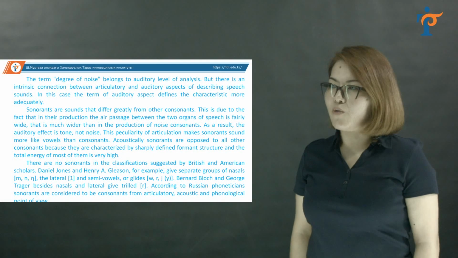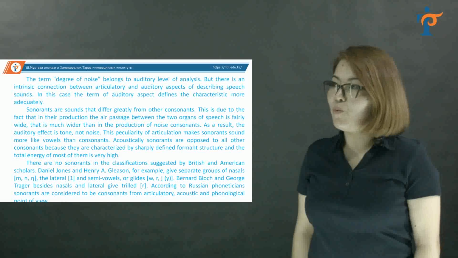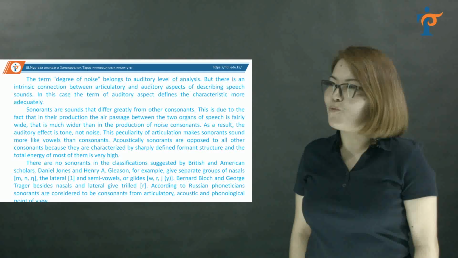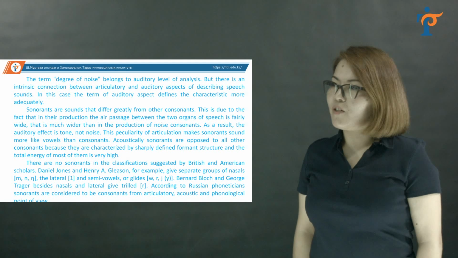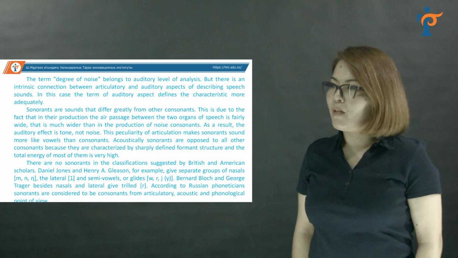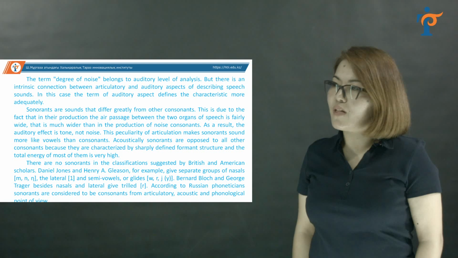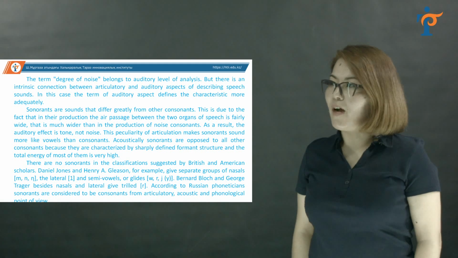So sonorants are sounds that differ greatly from other consonants. This is due to the fact that in their production the air passage between the two organs of speech is fairly wide, much wider than in the production of noise consonants. As a result, the auditory effect is tone, not noise. This peculiarity of articulation makes sonorants sound more like vowels than consonants. Acoustically, sonorants are opposed to all other consonants because they are characterized by sharply defined formant structure, and the total energy of most of them is very high.